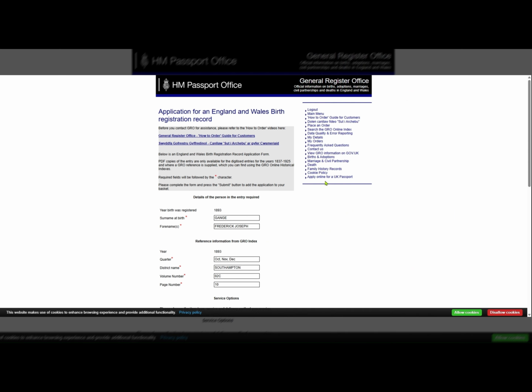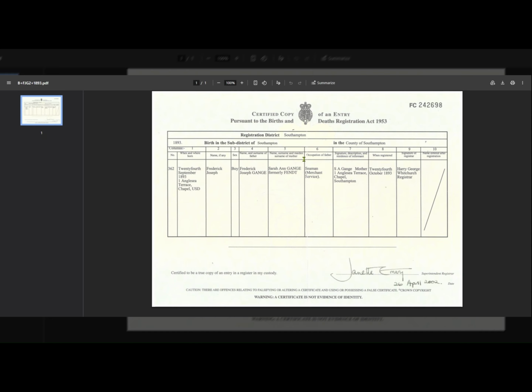It has brought up, there it is, Frederick Joseph Gange. And so from that, we can now get a digital image of the birth certificate. You can go ahead and order that for £3. And here's one I did earlier, as they say. Yes, 1893, 24th of September, 1 Anglesey Terrace. His father's Frederick Joseph Gange, his mother's Sarah Ann Gange, formerly Fent. And he was a merchant seaman. And there's the witness, his mother, Sarah Ann Gange, of 1 Anglesey Terrace.